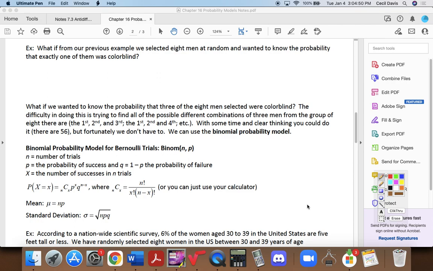How many is it? It does use factorials, but fortunately, you're not going to actually have to because your calculator will do all this for you. It turns out that there are 56 different ways to do it. I actually listed them all and was like, okay, let me think about all the different ways you could do this. And I listed them all and I'm like, okay, this is crazy. I did just because I wanted to make sure that I understood exactly what was going on.